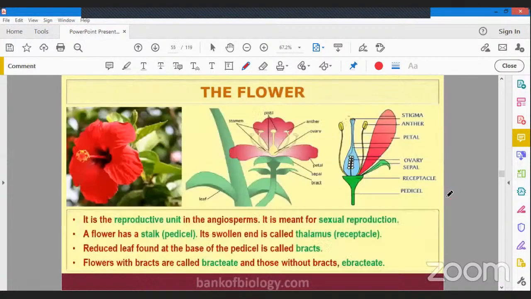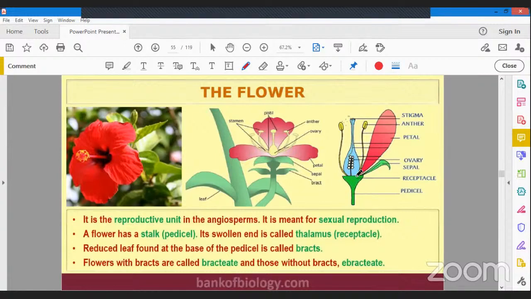Done. So we go to the next part. The individual flower. An individual flower is a reproductive unit in angiosperms. So it is meant for sexual reproduction. Here the stalk: the stalk of a flower is called the pedicel. Sorry, for the leaf it is petiole. For the flower it is pedicel.